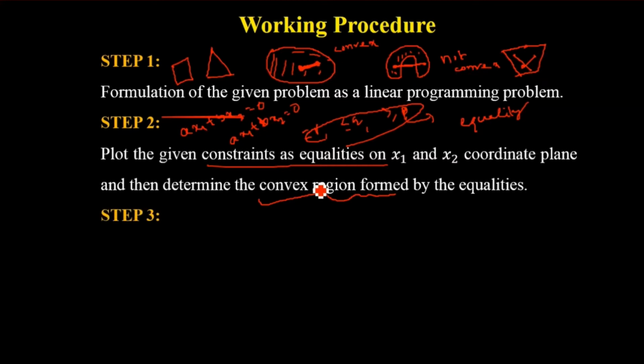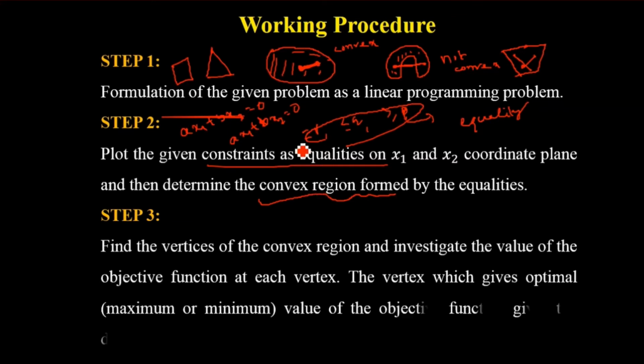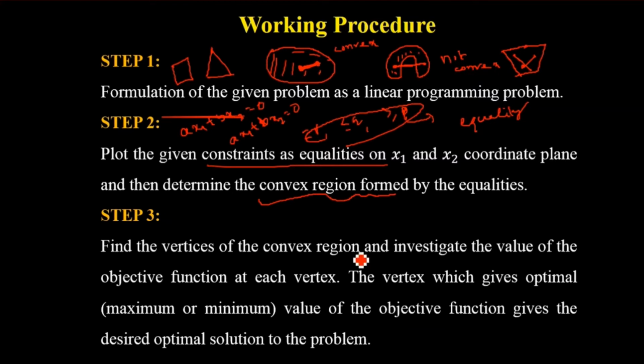So the third step is to find the vertices of the convex region and investigate the value of the objective function at each vertex. If this is the convex region you are getting, find out the corner points or the vertices of this convex region. Then for those corner points, you have to find out the objective function value. From that you will see which value is giving minimum and which is giving maximum.